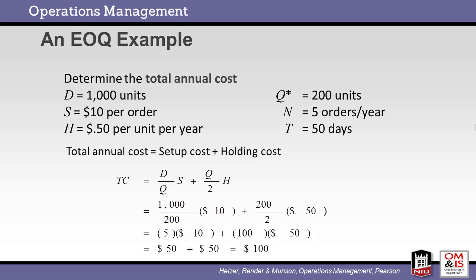Finally, building upon the example, we determine the total annual cost, which we recall is the sum of the setup cost and the holding cost. Again, substituting the values into the equation for setup cost and then holding cost, we get $50 of setup cost and $50 of holding cost for a total annual cost of $100. In real life, your results are unlikely to come out to such perfectly round numbers, but the analytical process is the same.